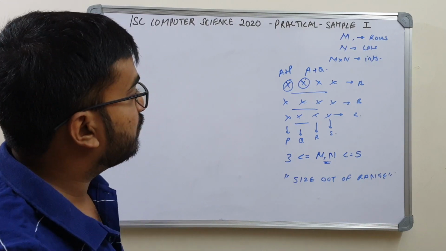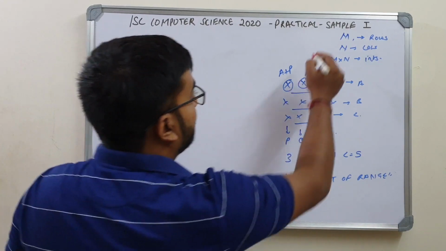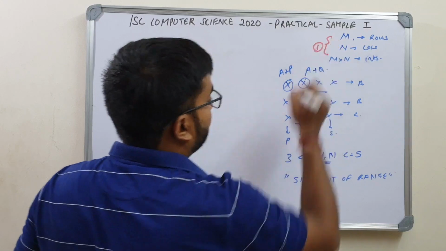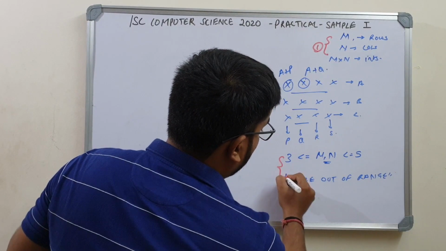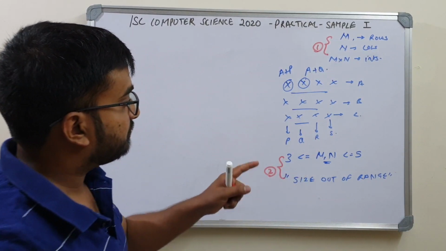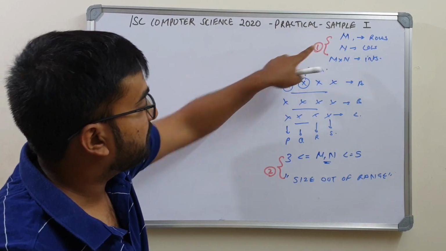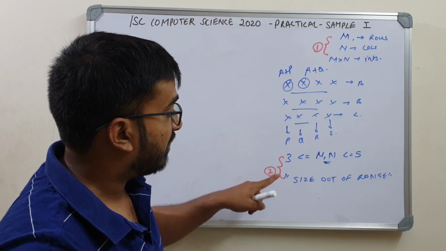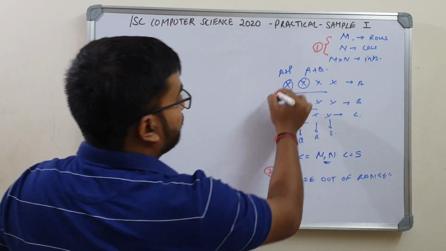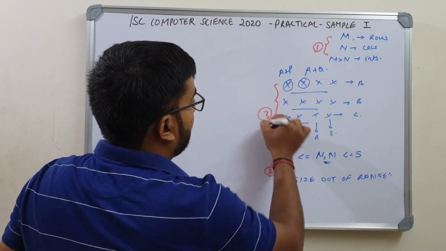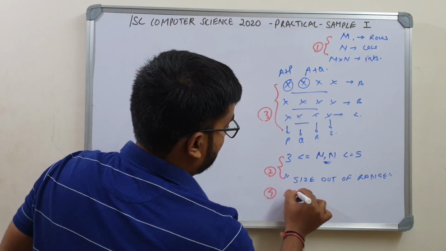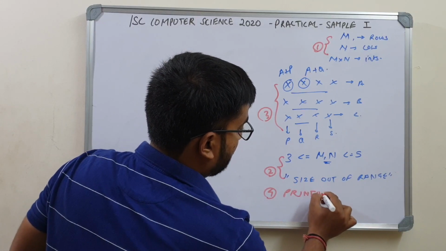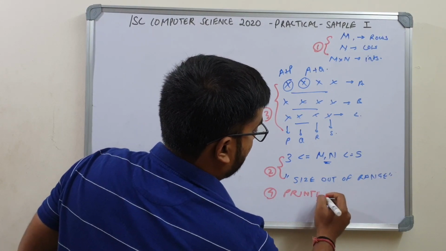So you can divide it into 4 parts. First is reading the values, m and m into n integers. Second is checking for the valid range. Third is processing. And fourth is printing.